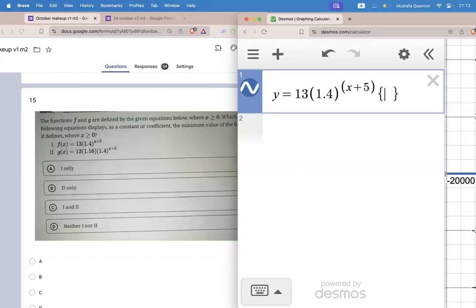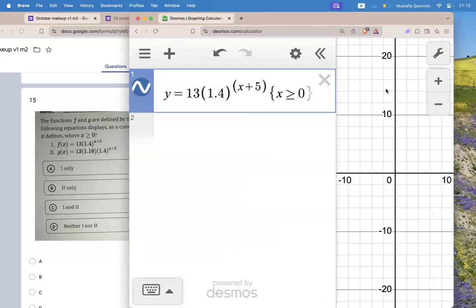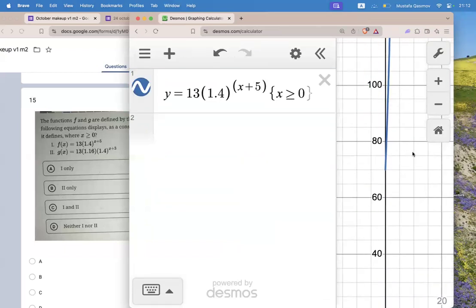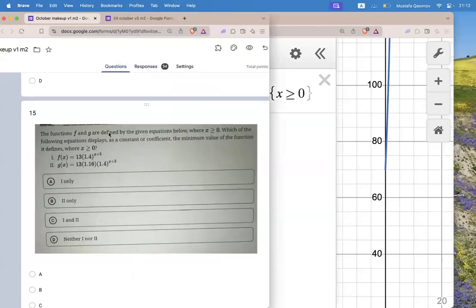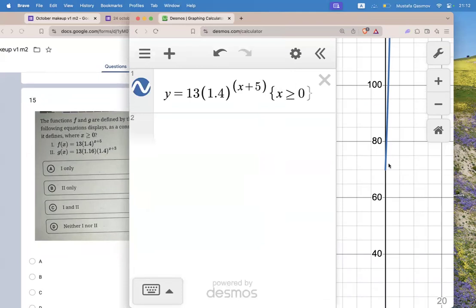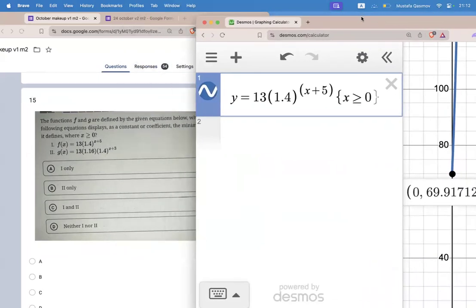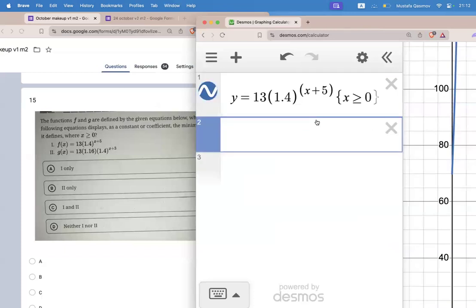Right. In bracket, we have to write x is greater than or equal to 0. Then it will show only this part, x is greater than or equal to 0 part. This part. So you can see that in the question it says which of the following displays minimum value of the function as a constant or coefficient. So that one is minimum value, but we don't have this one here. So it means it is not correct. So that one does not display minimum or maximum value.